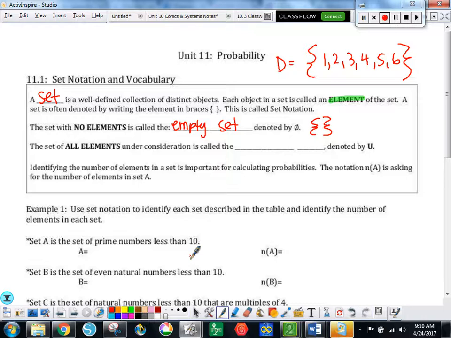The set of all elements under consideration is called the universal set. So the universal set is every single possibility. So if I'm talking about integers, the universal set would be every single integer. A subset, so a smaller group, would be like the even integers. So it's part of the bigger set, but it's not every single thing. It's a subset. Identifying the number of elements in the set is important for calculating probabilities. The notation n of A is asking for the number of elements in the set. You won't use this very often, but sometimes you'll see it in just a minute.